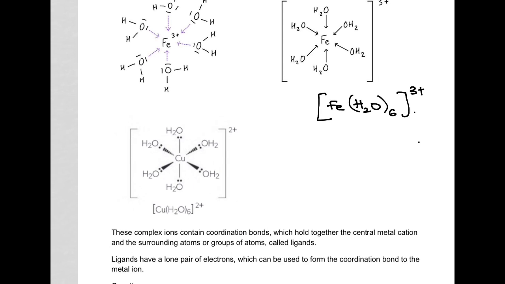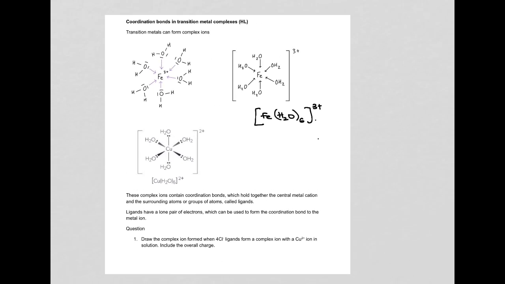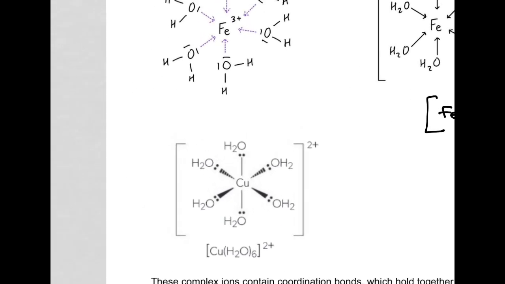And this is Cu(H2O)6. So you have oxygen donating a lone pair of electrons to the copper. Now, these complex ions contain coordination bonds which hold together the central metal cation and surrounding atoms or groups of atoms called ligands. So the H2O here, this is called a ligand.